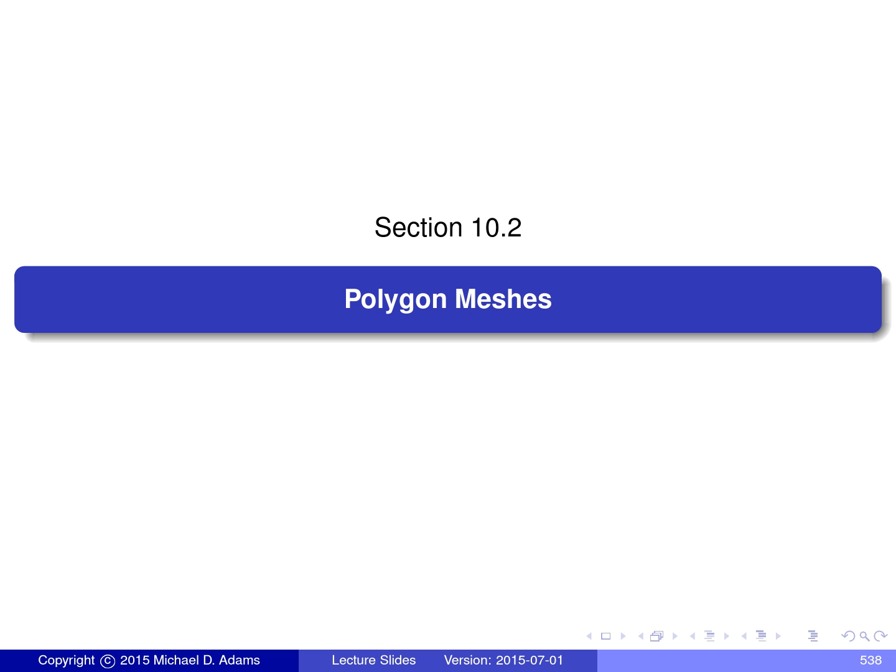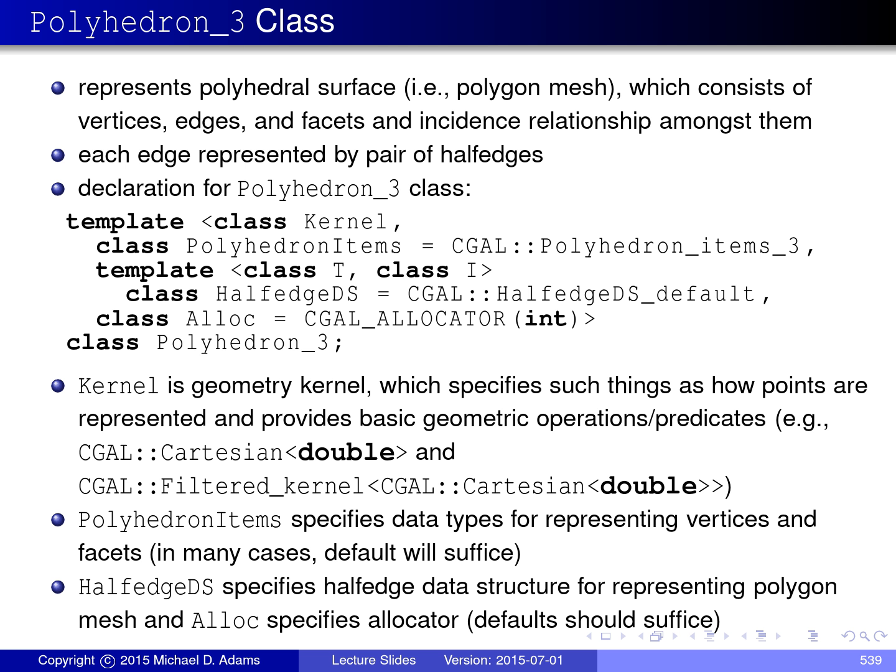In this next section of the lecture slides, we're going to look at polygon meshes in CGAL. The CGAL library provides a template class called Polyhedron_3, and this class represents a polyhedral surface, or in particular a polygon mesh, which consists of vertices, edges, and facets, and some incidence relationship amongst them. Each edge is represented by a pair of half edges, and a half edge is just a directed edge. So each edge is represented by a pair of directed edges that are oriented in opposite directions along the edge.